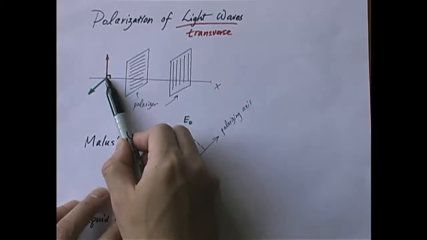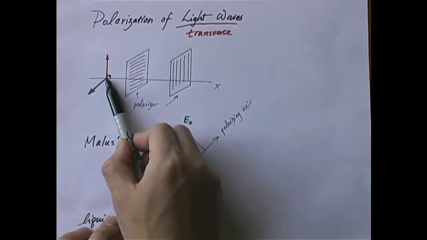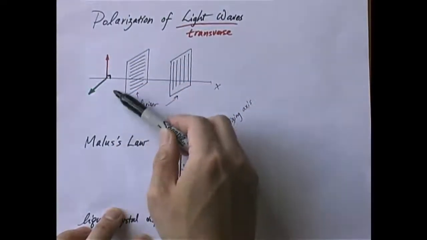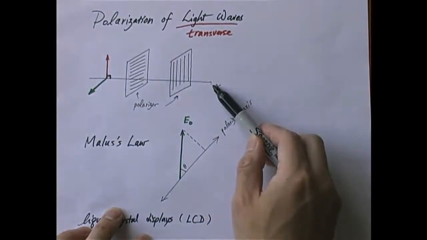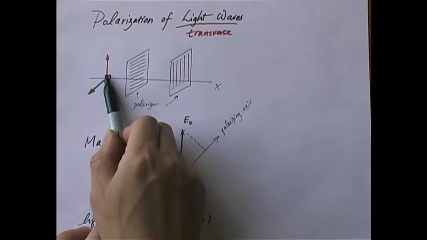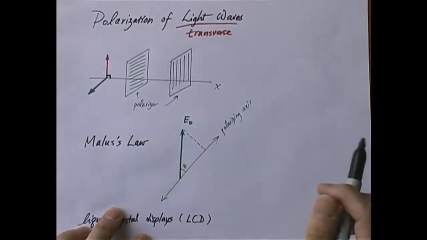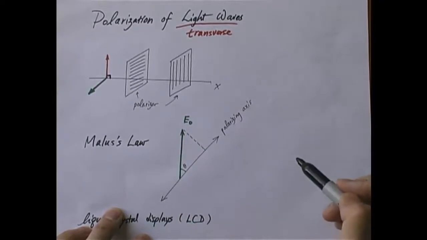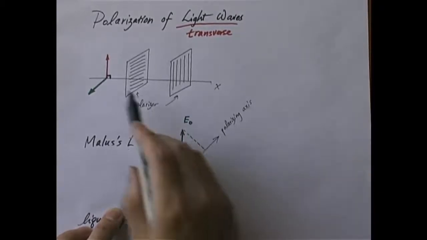That's called polarization. An unpolarized beam of light can oscillate in all possible directions within the plane that's perpendicular to the propagation direction. But a polarized beam can only oscillate in a certain direction within this plane that is perpendicular to the direction of propagation. Okay, polarization is a feature of transverse waves. We can see that clearly by this diagram.